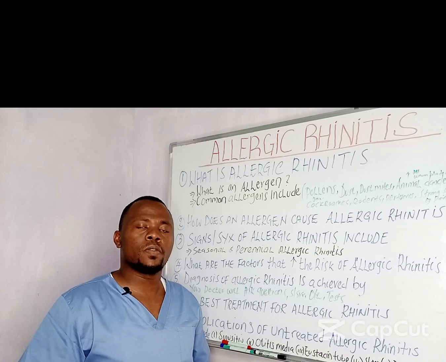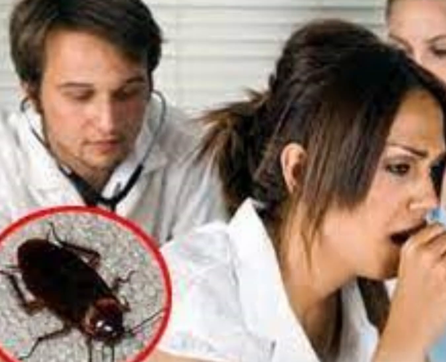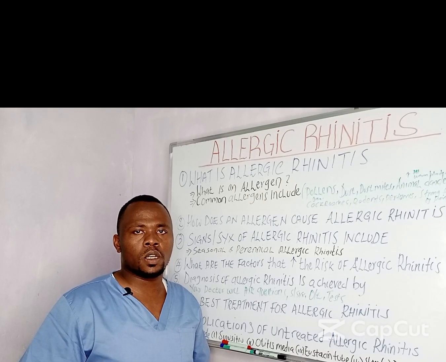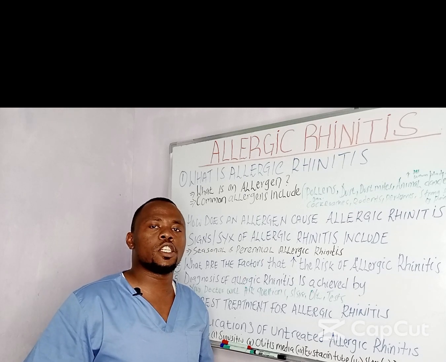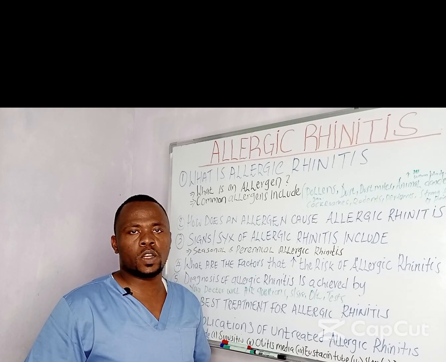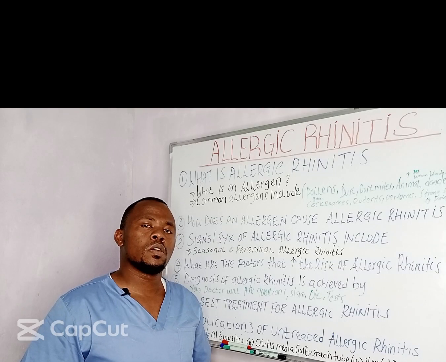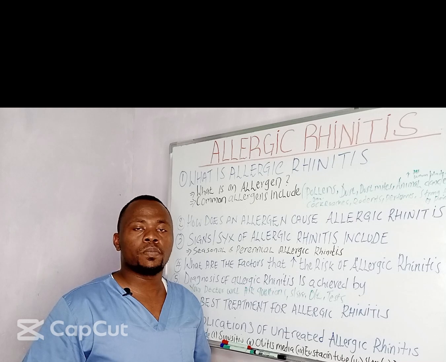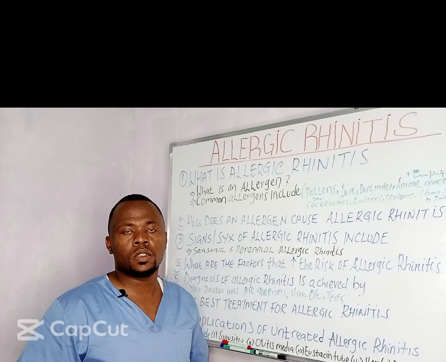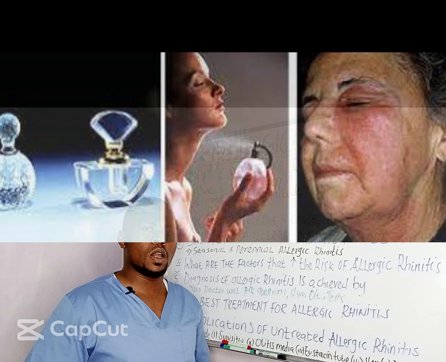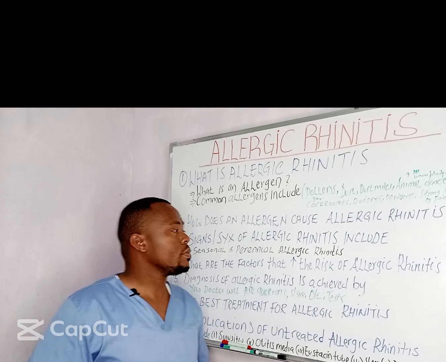Number 5, we have cockroaches. Cockroaches, especially in urban setups, are so many, so they can trigger an allergic reaction or allergic rhinitis. Then we have rodents. A place which is highly infested with rodents can trigger allergic rhinitis. And also we have perfumes and strong smells like paints. All of them are allergens.